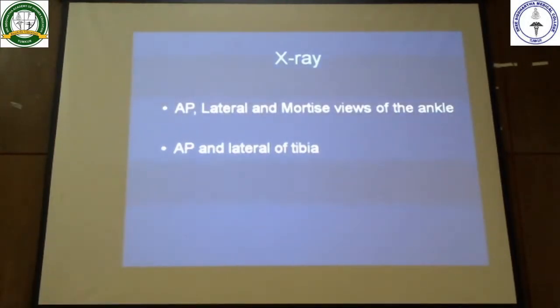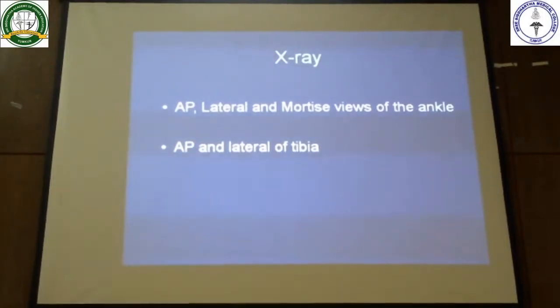That is the entire structure of the ankle joint, the bones forming the ankle joint. So it's known as a Mortise view. So the Mortise view is also important. So these three are the important X-ray views as far as the ankle joint is concerned.